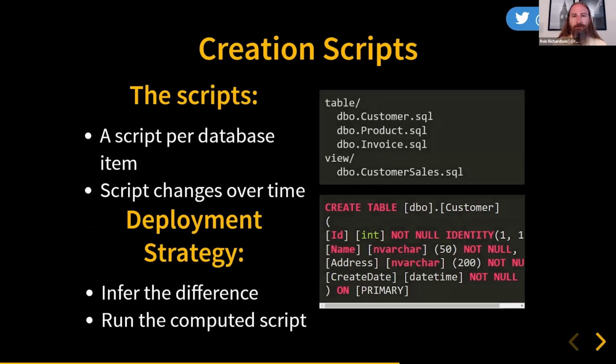With creation scripts, a state-based approach, we probably have a folder for the various types of things, and each file is one particular asset. So we can see here on the right, we have a customer.sql. And if we pop open that thing, we have all of the columns and all of the data types for each piece of that table.